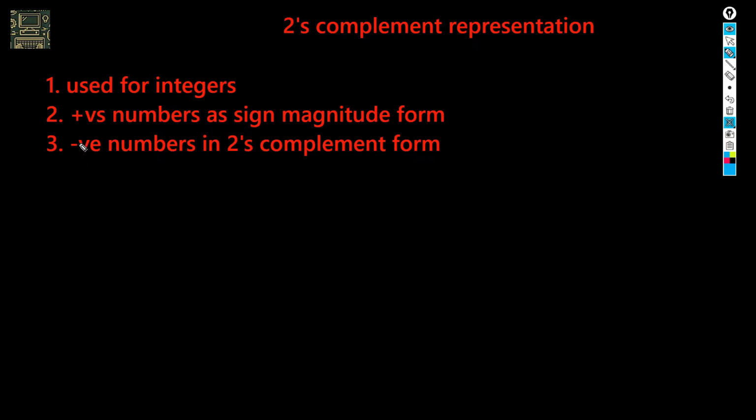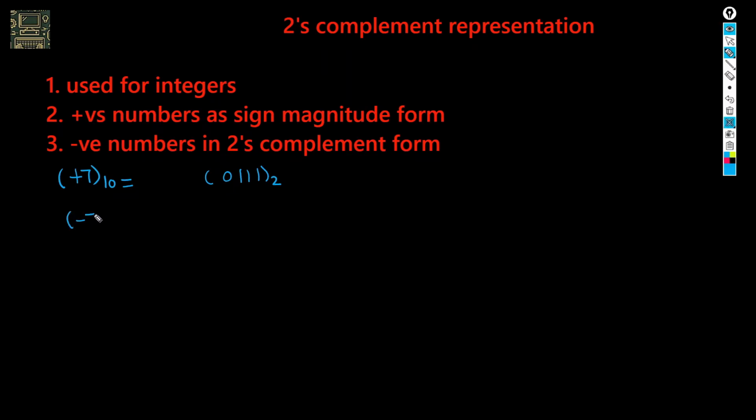Let us suppose that we have to represent plus 7, which is in decimal number system. We will represent the positive numbers in the same way as they have been represented in sign magnitude form. So we will first write the magnitude in binary, which is 111, and we will put a 0 to indicate that the number is positive.